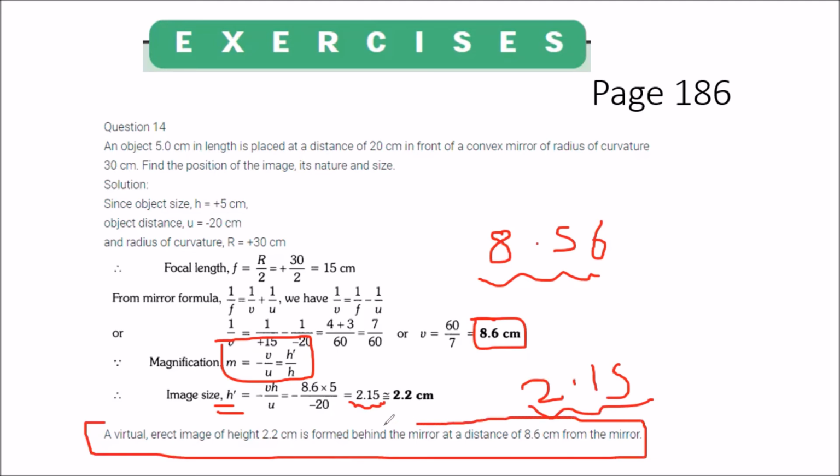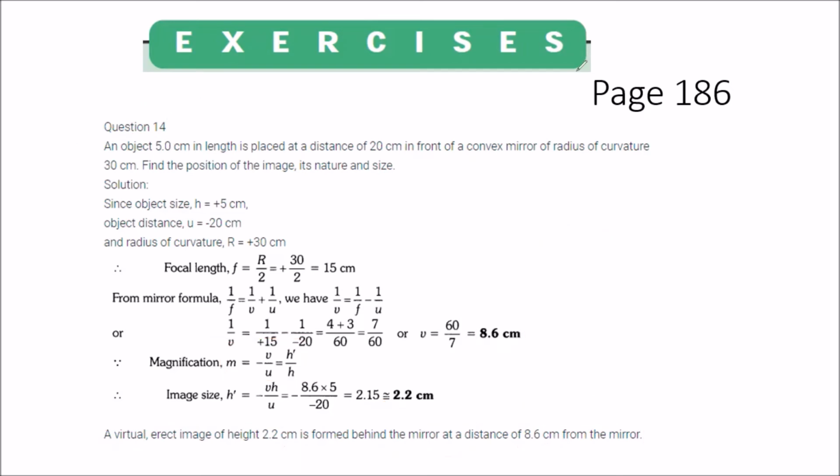This statement is very important. A virtual erect image of height 2.2 centimeter is formed behind the mirror. Now why are we saying behind the mirror? Because it's a virtual image at a distance of 8.6 centimeter from the mirror. This was your question. Again, this question comes for 3 marks. Now these were the questions related to convex mirror.